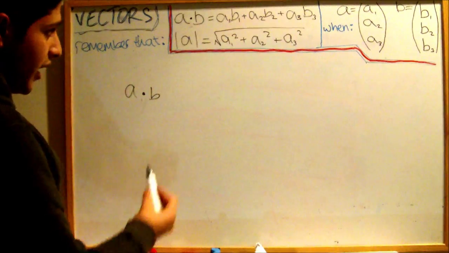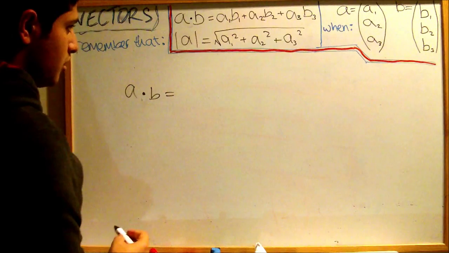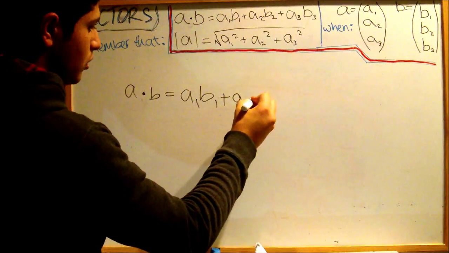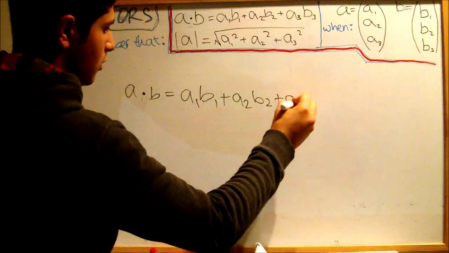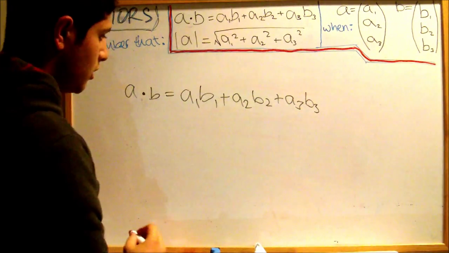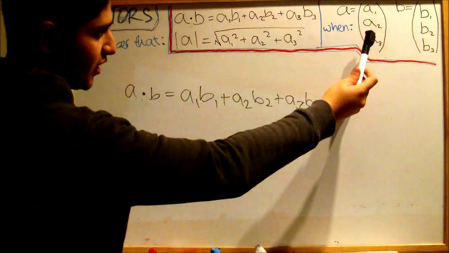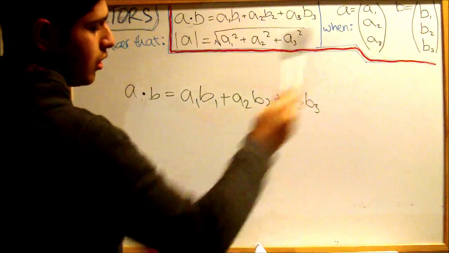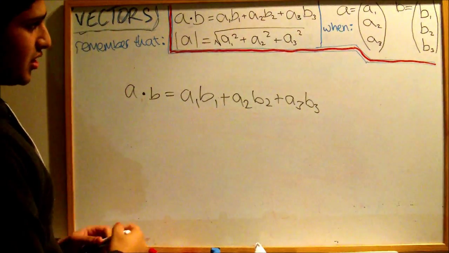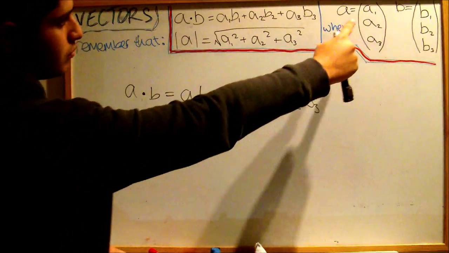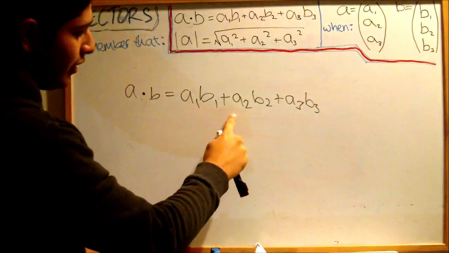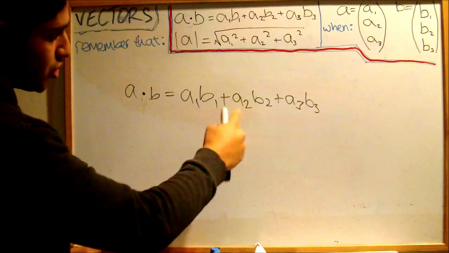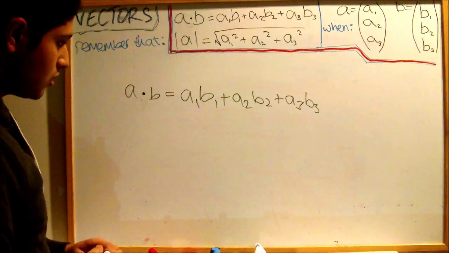Now A dot B, let's make this obvious. A dot B, as you can see up here, is written as A1 B1 plus A2 B2 plus A3 B3. That is assuming you use the vectors A equals A1, A2, A3 and B equals B1, B2, B3. It's basically taking the i value of each vector and multiplying them, adding the product of the j values plus the product of the k values.